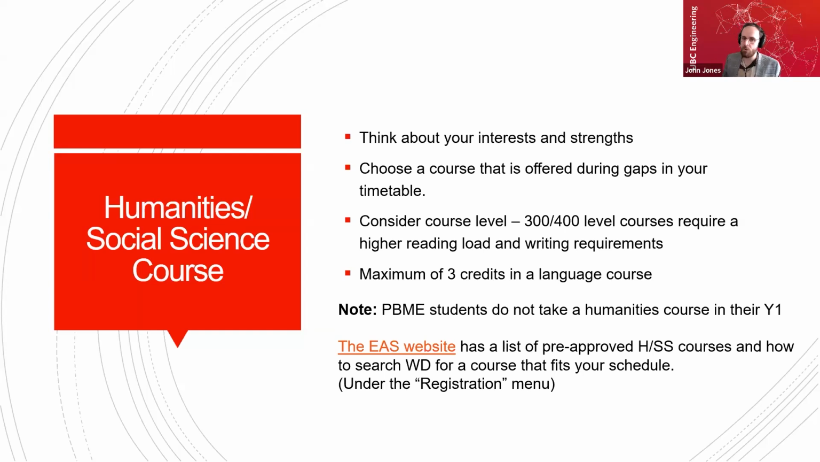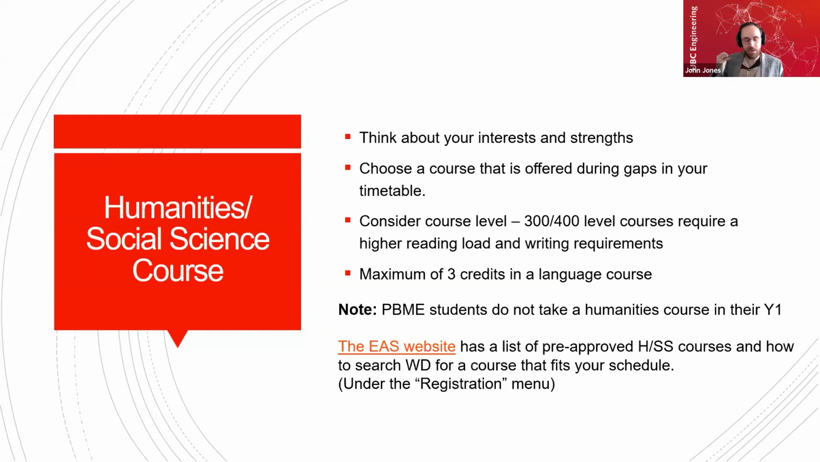The other thing to consider is the course level. So 300 and 400 level courses, or third or fourth year level courses at UBC, are usually going to require a higher reading load and writing requirements. You want to just be a little bit careful while you're in your first year, taking a relatively heavy engineering course load, not to put too much on your plate when you can absolutely select a 100 or 200 level course to meet this requirement. Make life a little bit easier for yourself in what's already going to be a difficult year.